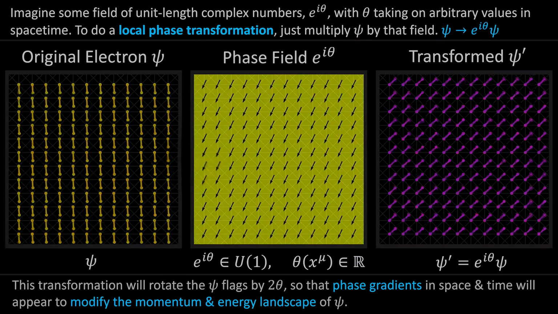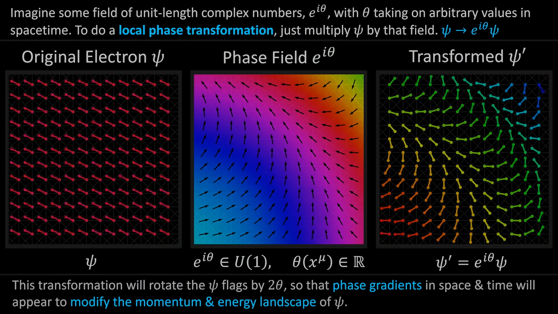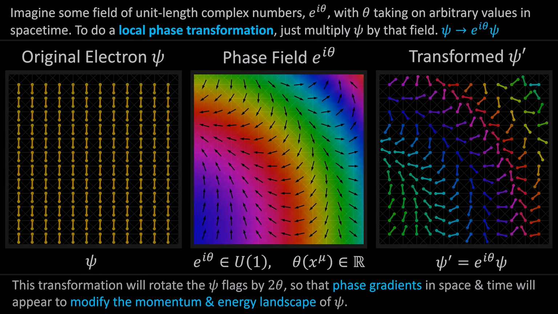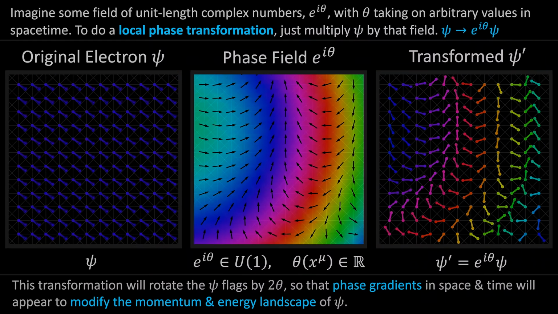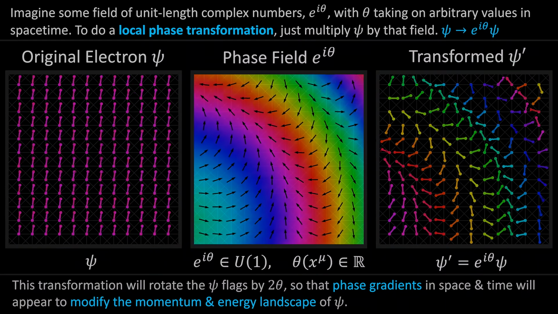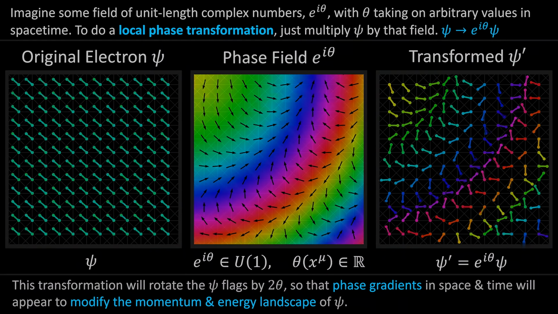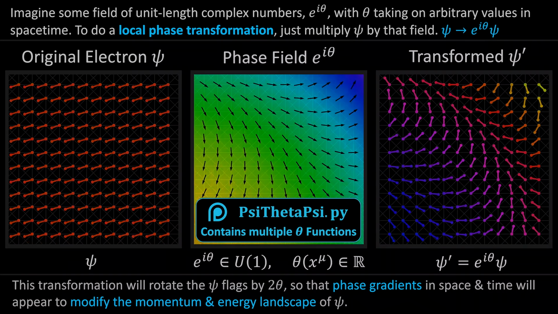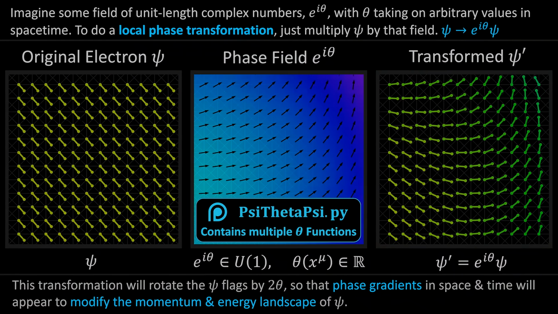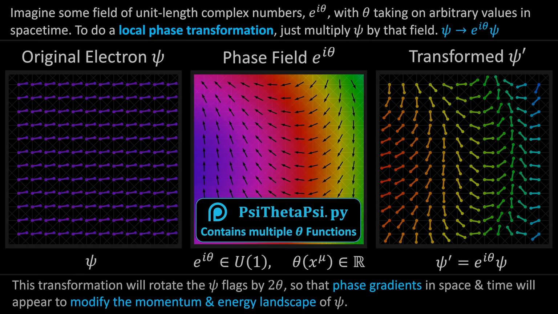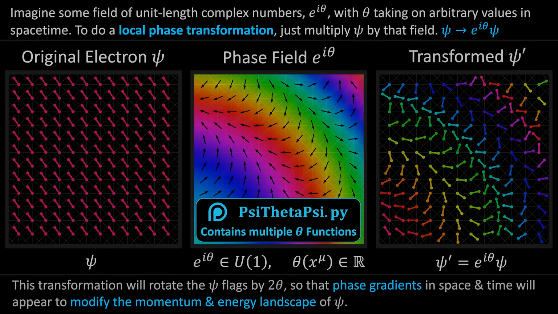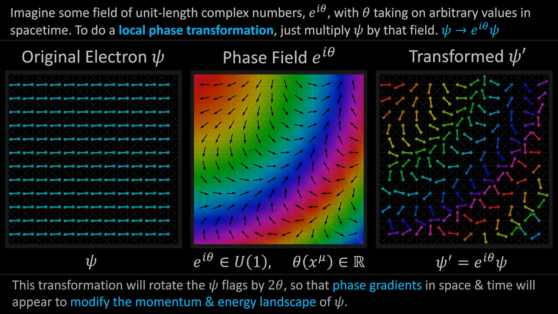Alright, well, what if we do some crazy phase field that changes in both time and space? Well, it's the same basic idea about energy and momentum and phase gradients in time and space, but it's just more wild and complicated. But at the end of the day, the way theta is changing in space and time will affect the distribution of how the flags are turning around, and that's going to give rise to these momentum and energy changes in the wave function.